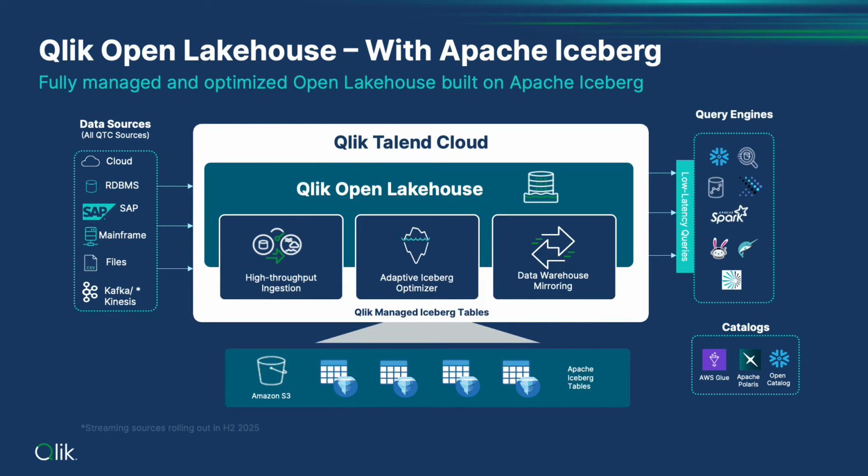Over on the right, you have all of the different consumption engines or query engines that can now connect to the Qlik Open Lakehouse to run queries against those tables. And this could be Snowflake, Databricks, Redshift. These could be query engines like Apache Spark or Trino or Presto or Starburst.